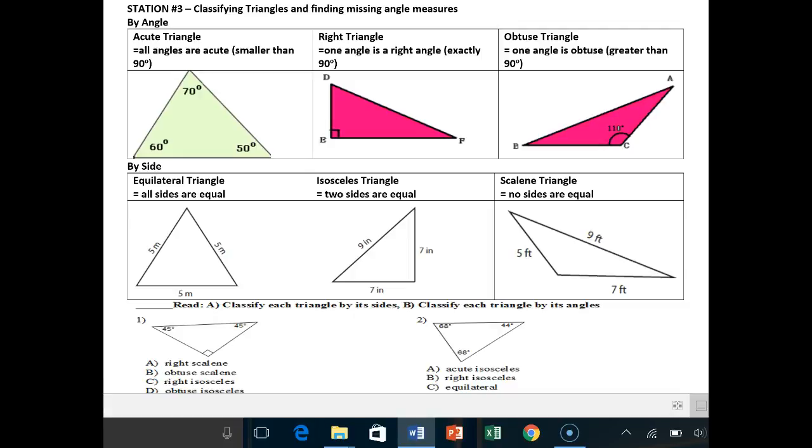Hey, welcome to part 3, or station 3, of Terra Nova review. We're talking about triangles here. So triangles can be defined in two ways: by their angle measurement or by their side measurement.